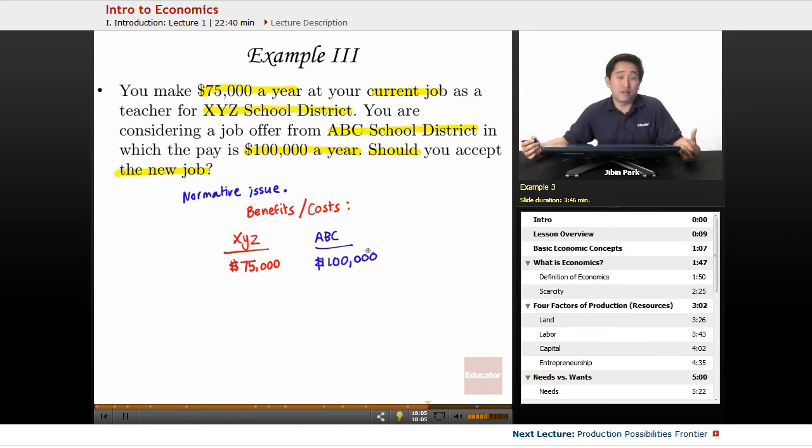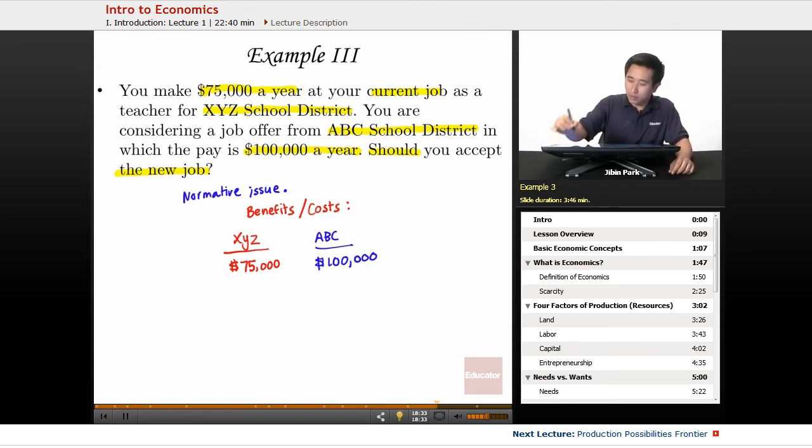For example, we don't have enough information. Maybe ABC school district is 2 hours from where you live, whereas XYZ is maybe 1 minute away. So you really don't have enough information. So this is really delving into normative economics. Now, if money is the only concern, then there actually is a way to make a decision, or at least figure out what the economic profit or economic loss is if you stayed at that job.